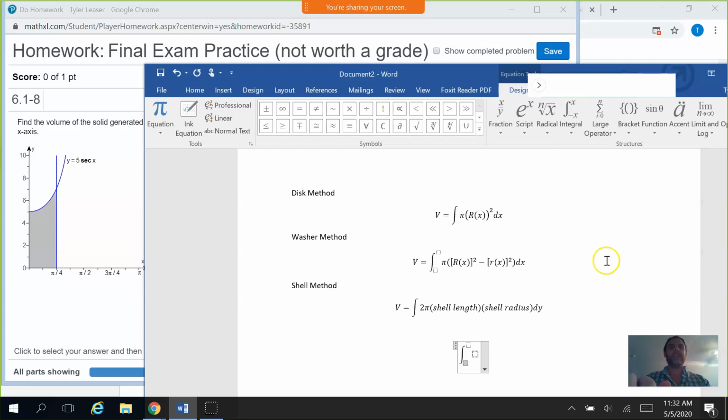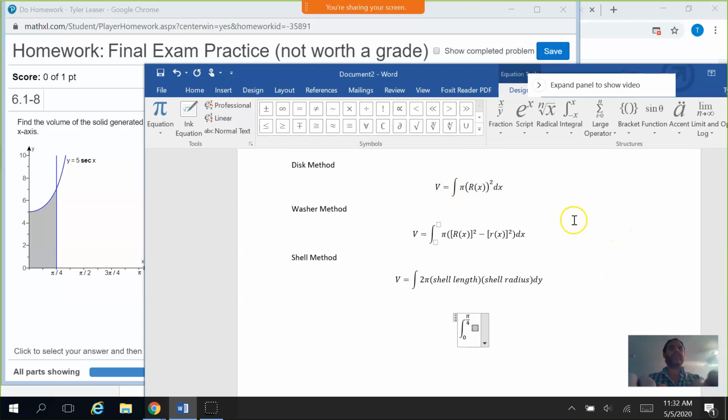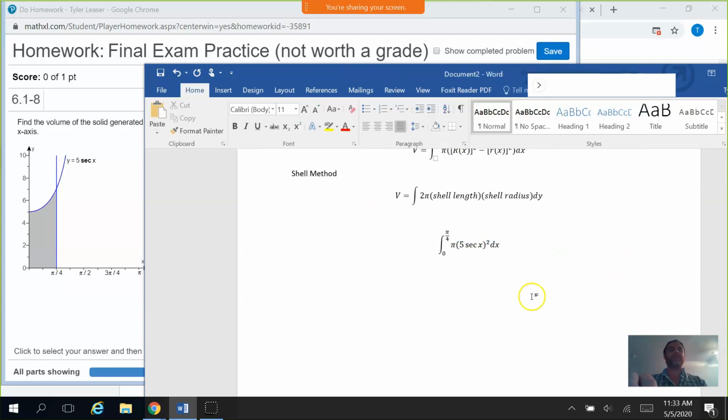We're doing the integral. Because we're integrating along the x-axis, we're going from 0 to pi over 4. And now we're using this formula, so pi. And then the radius with respect to x is just the vertical distance here, which is just from 0 to 5 secant x. So it's just 5 secant x. And it's that r value, that radius squared, dx. Okay, and then this shouldn't be too bad.